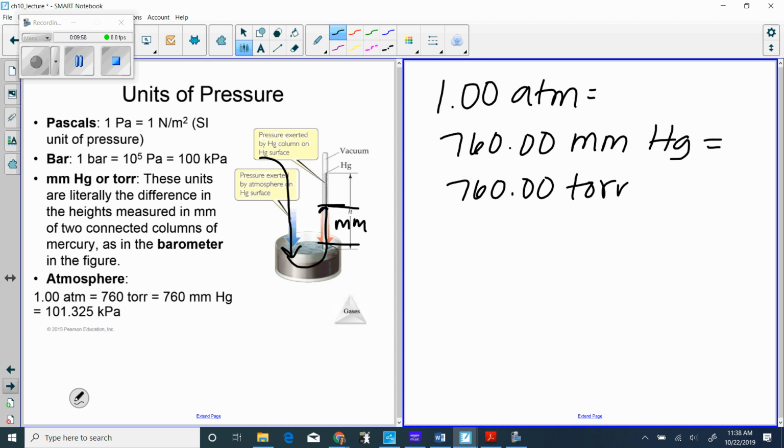There was a guy named Evangelista Torricelli. He discovered something. When you discover something, you get to name something after yourself, and so he named a unit of pressure after himself, but it's the same thing as a millimeter of mercury.